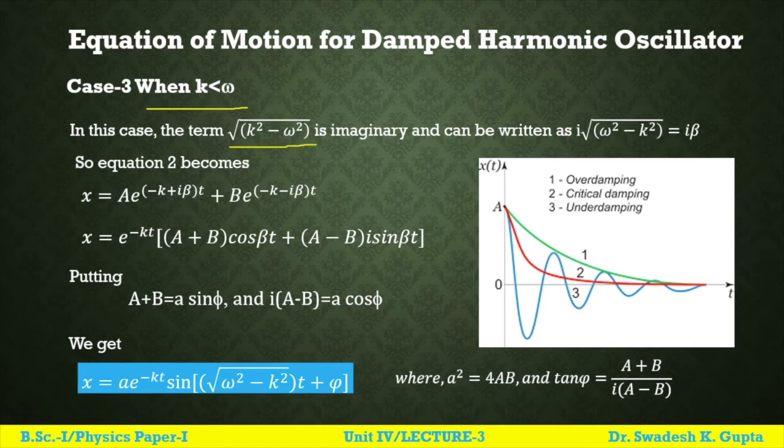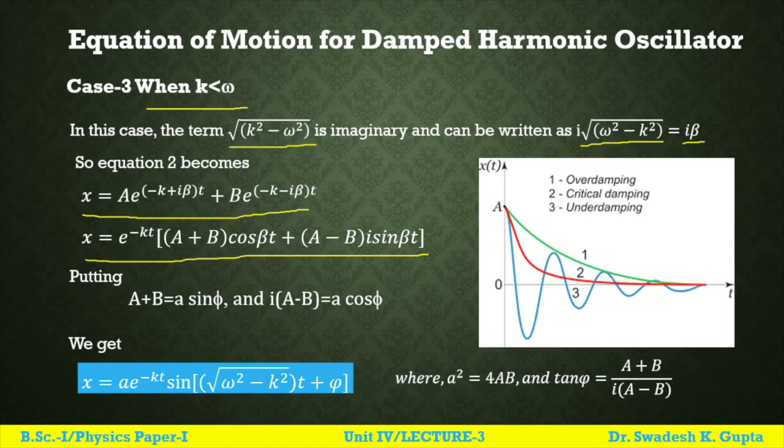In the third case, when k is less than omega, the term under the root, k square minus omega square, will be imaginary because k is less than omega. So we can write this term in this way, so we will have i beta. Now putting this in the solution, we will have this, and then after solving we will have this.